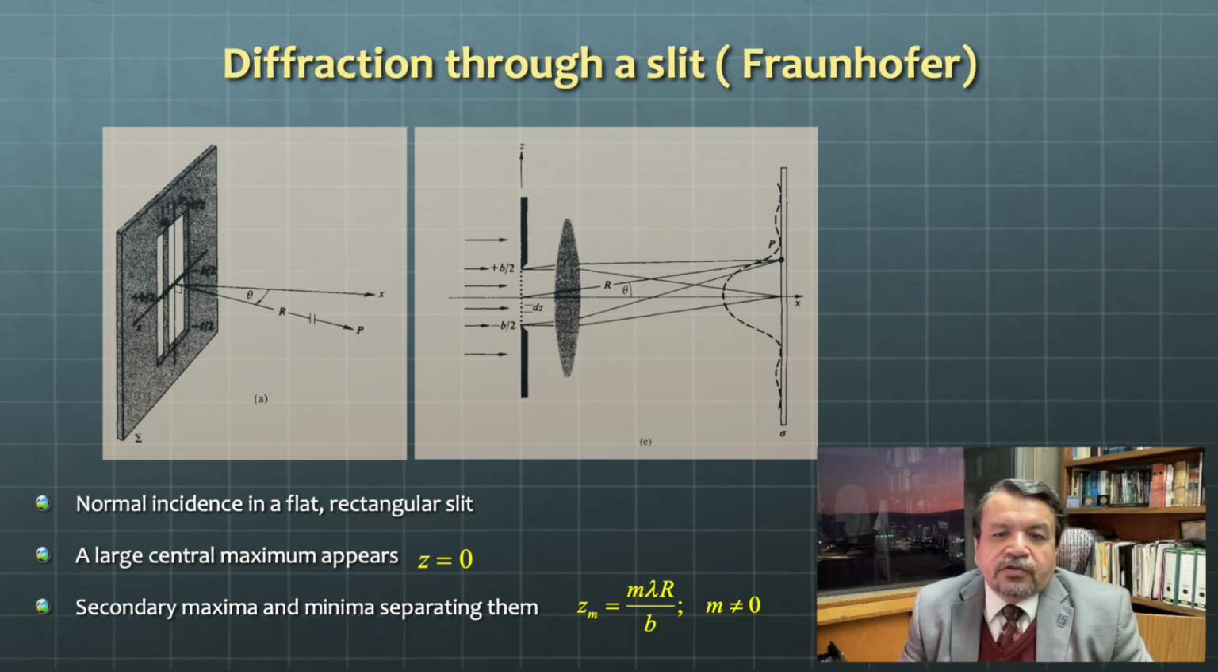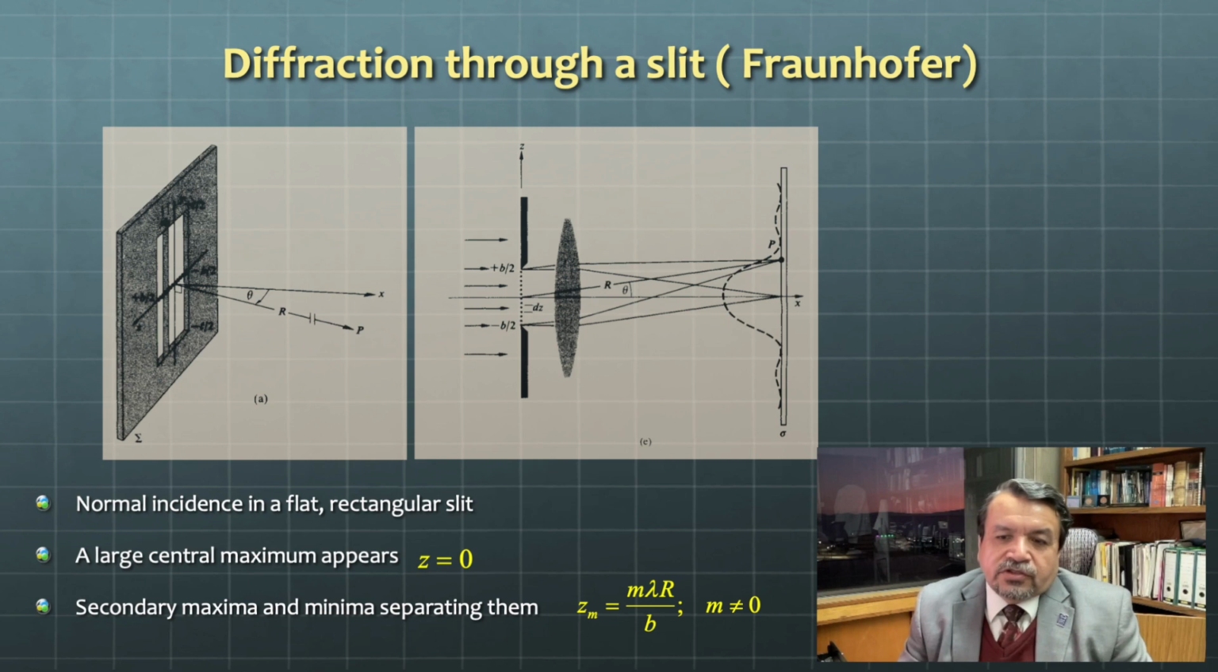Therefore, according to the notes, it mentions the occurrence of normal incidence on a flat and rectangular slit. A central maximum appears at position z0, z being the linear distance. At z0 is the maximum, and then as we move away, there is a minimum followed by another maximum and a minimum, and then another maximum, all while moving away from that central position in the z direction.